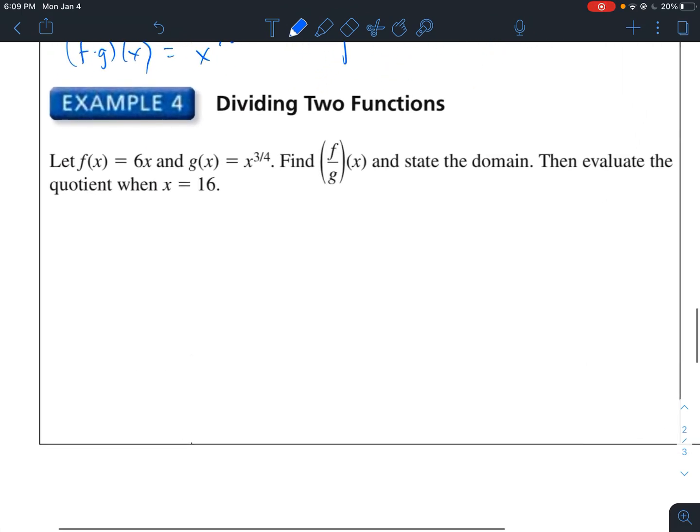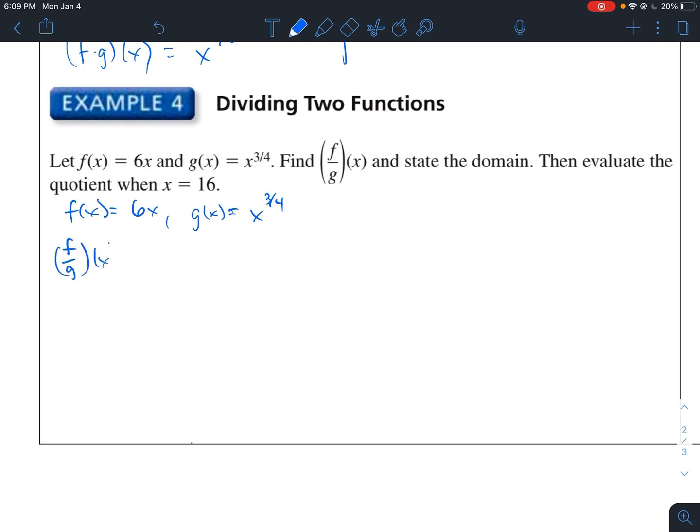Alright, for this last one, let's divide the two functions. So f of x is equal to 6x, and g of x is equal to x to the 3/4 power. Now if I were to divide f divided by g of x, I get 6x divided by x to the 3/4 power. Now this 6 is being multiplied, so I'm going to write this as if it were 6 times x divided by x to the 3/4 power, and that's okay because it's being multiplied still.